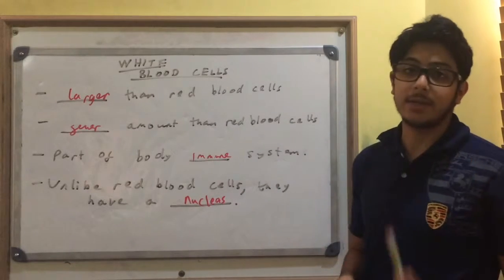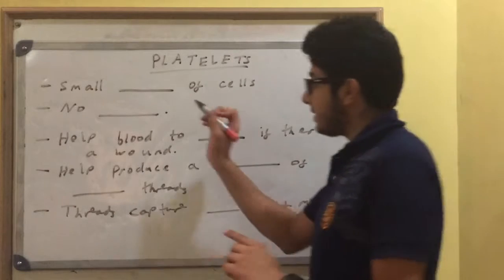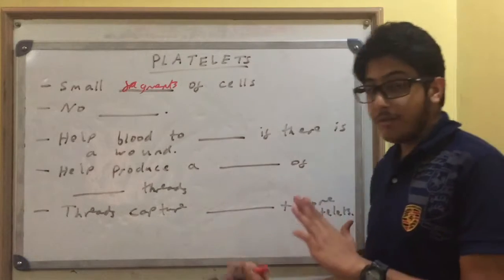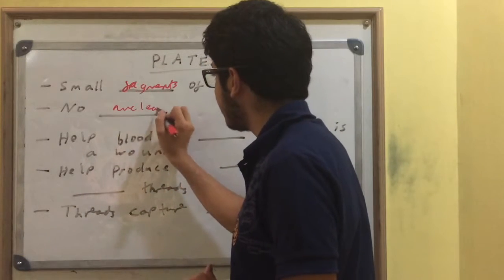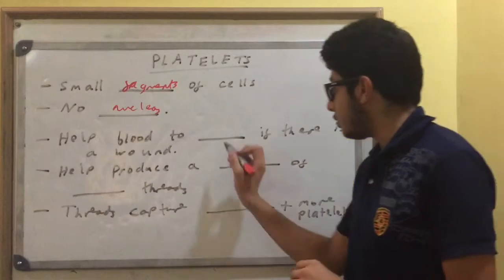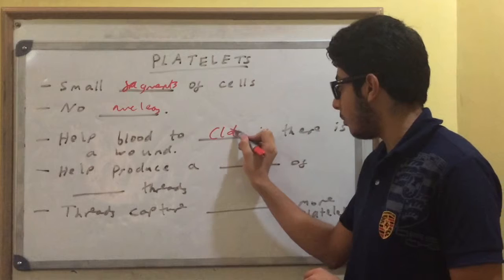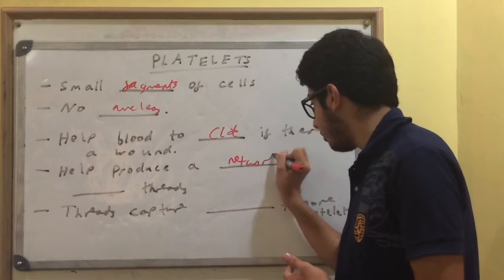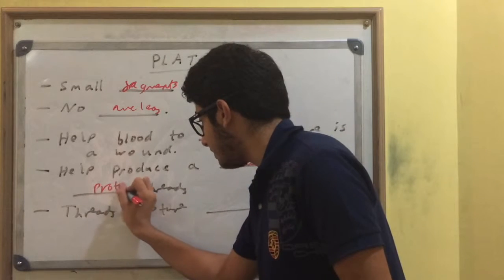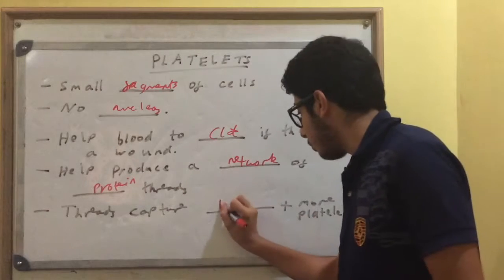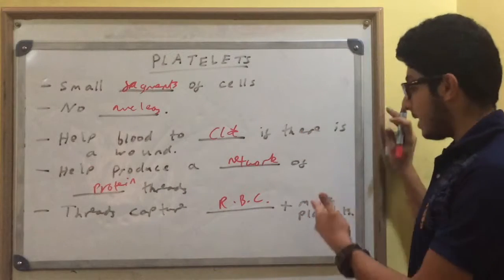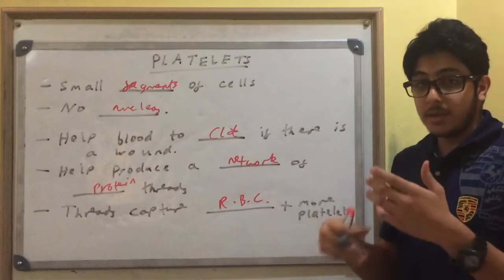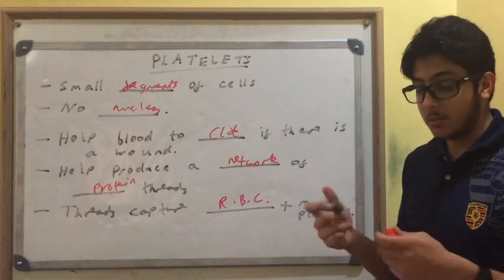And now we're going to move on to the platelets. Platelets are actually small fragments of cells in your blood plasma. And they have no nucleus, and their main job is to help the blood to clot if there is a wound. And they do this by helping to produce a network of protein threads. And these protein threads capture red blood cells and more platelets, forming this jelly-like clot which dries to form a scab, protecting the new growing skin and stopping microorganisms from entering the body.